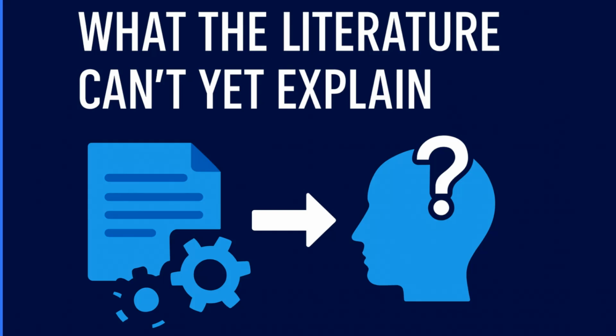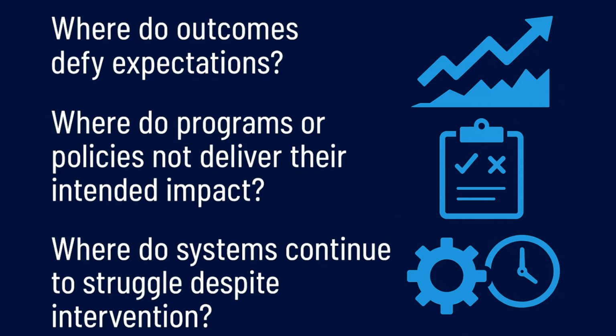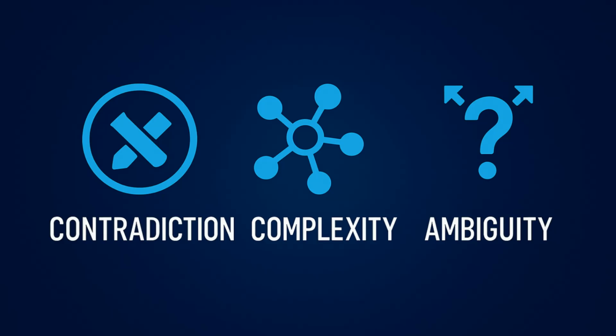You show how gaps appear not just in what has been left out, but in what the literature can't yet explain. This requires synthesis. You look across multiple sources and ask, where do outcomes defy expectations? Where do programs or policies not deliver their intended impact? Where do systems continue to struggle despite intervention? These moments of contradiction, complexity, or ambiguity are often where the strongest studies emerge. They allow you to investigate not just what is happening, but why, and what that means for broader structures.